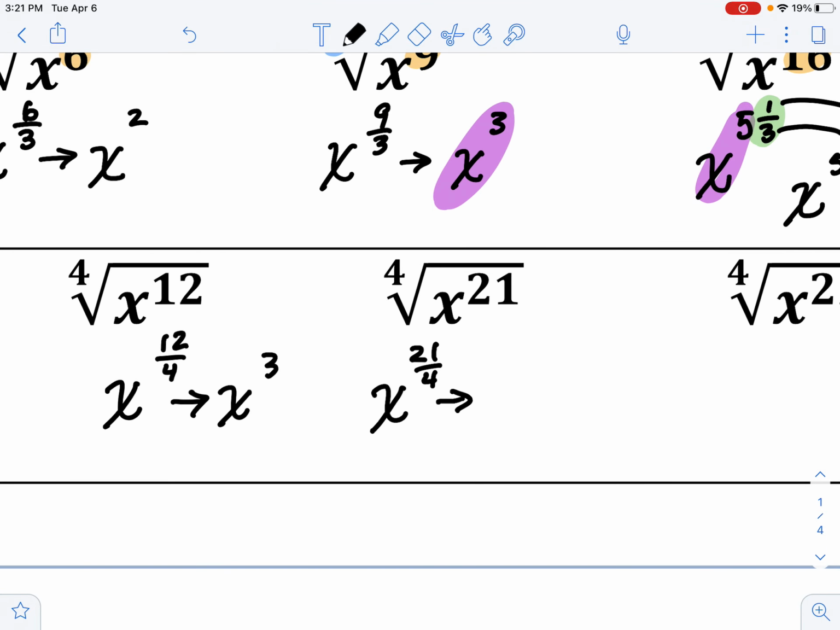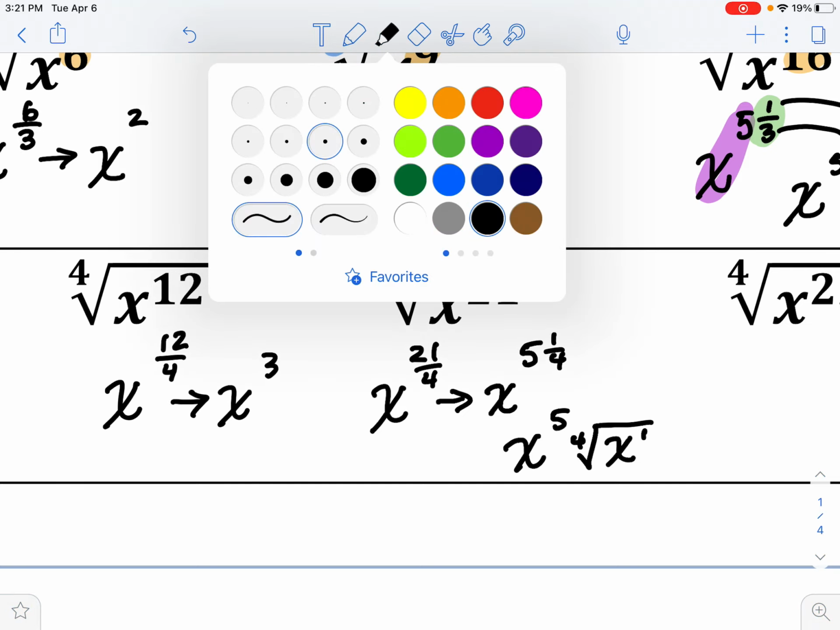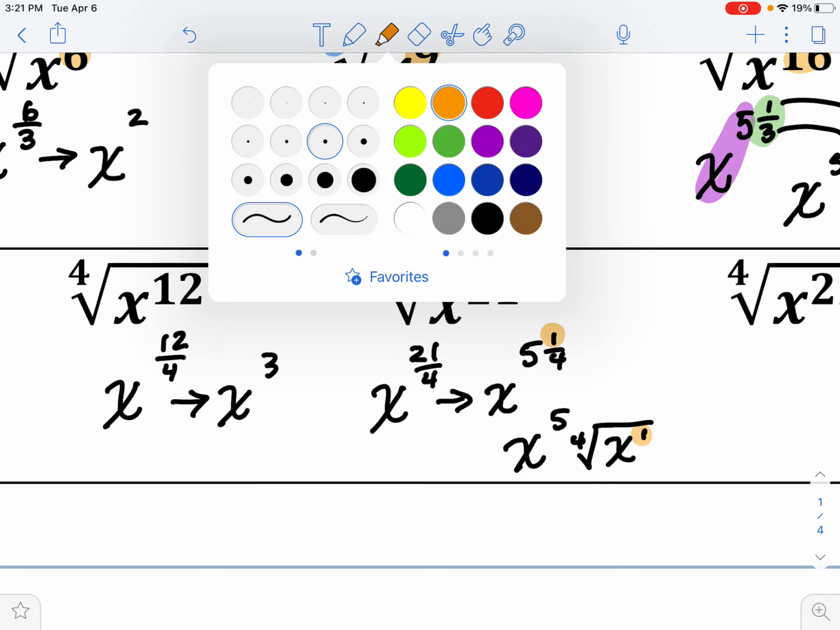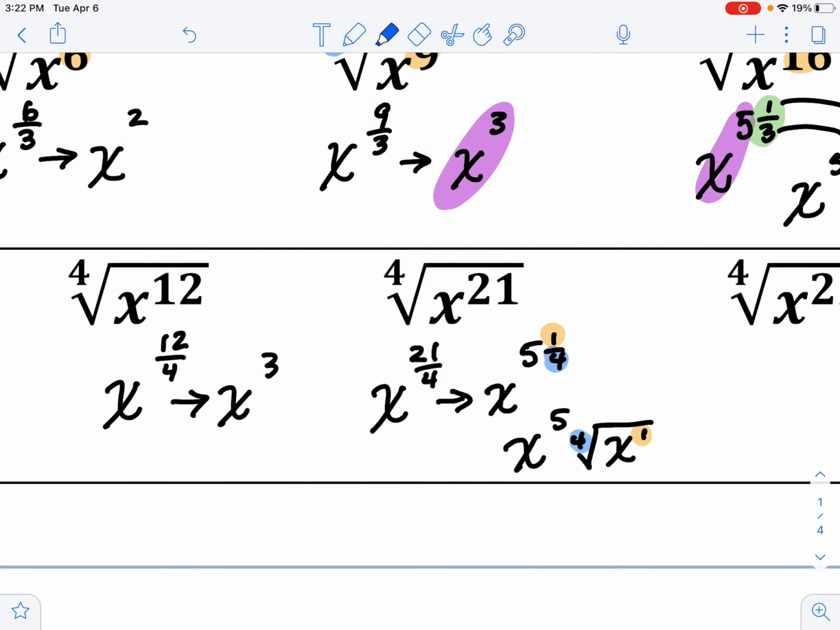So this is x to the 5 1/4, which actually means x to the 5th and then the 4th root of x to the 1st. You can put the 1 there or you don't have to, because remember, what happens here is this goes with your variable, with your radicand, and the 4 is the index of your radical.